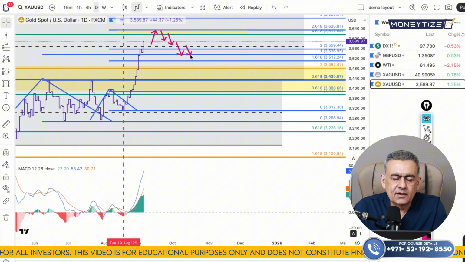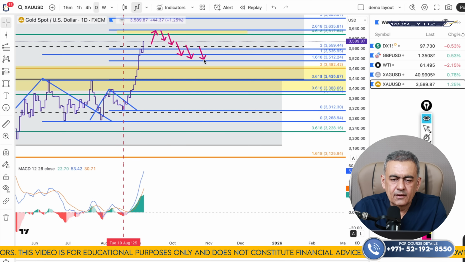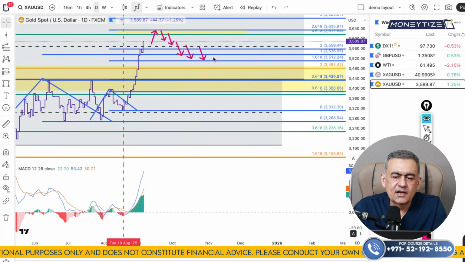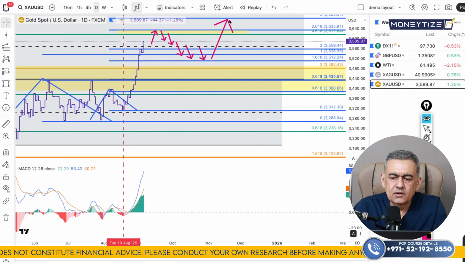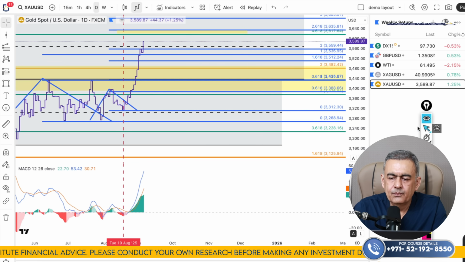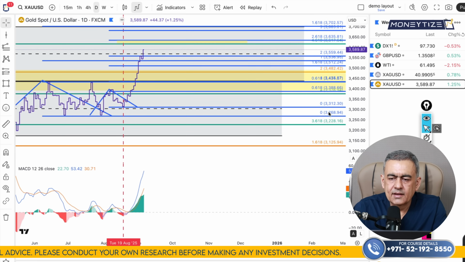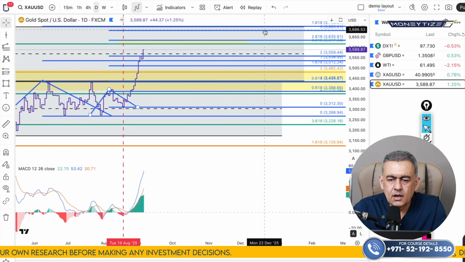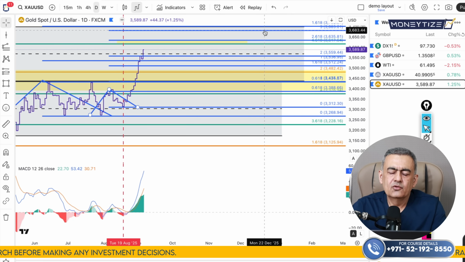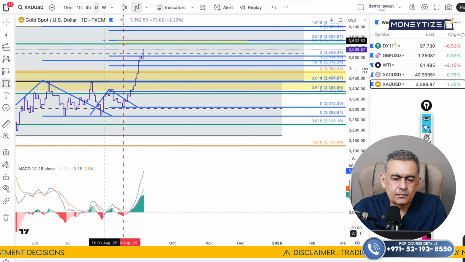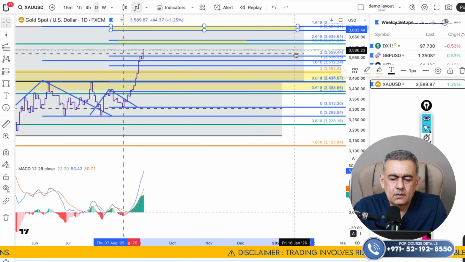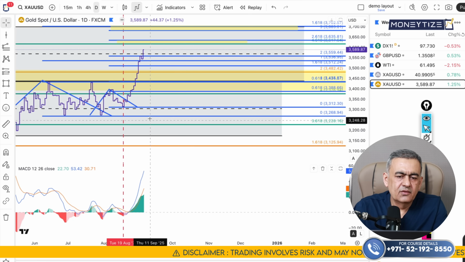So I'm not expecting a deeper pullback here. Any opportunity towards 3559, 3536, or at max 3512 should be taken as an opportunity to buy and hold it for the next target of 3700. Prior to 3700, I can see an extension around 3683. So 3683 to 3700 is the future target. That's it, and the environment is extremely bullish.